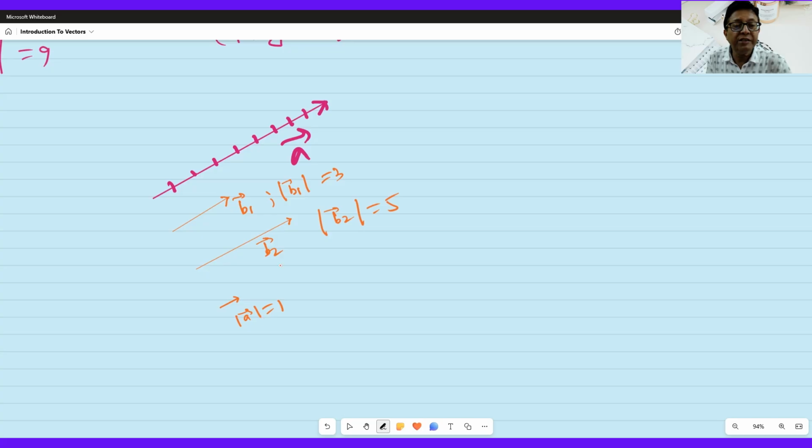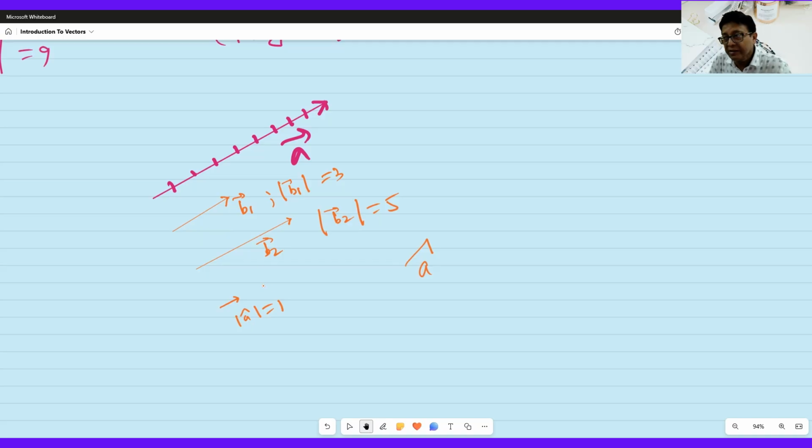This is the vector along the direction of vector A. Its magnitude is 1 by mod A. But this you never write by using this symbol. This you will write by using this symbol. Why? Because it has magnitude 1. So this A cap is what?